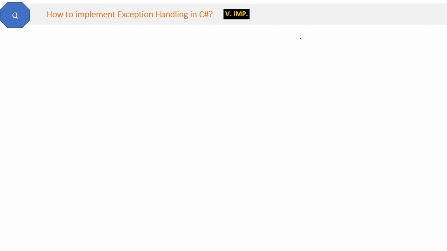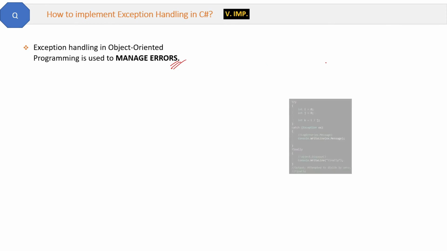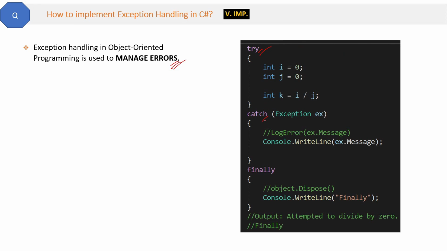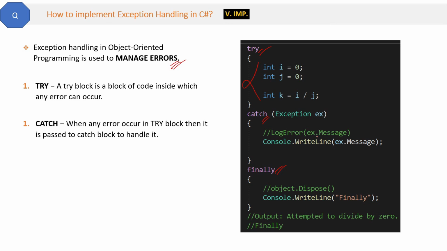How to implement exception handling in C sharp? Exception handling in object-oriented programming is used to manage errors. Here you can see keywords try, catch, and finally. A try block is a block of code inside which any error can occur. Okay. Now when any error occurs in the try block, it is passed to the catch block to handle it. In real applications, if there is any error in the try block, then inside the catch block, we write the exception in the log files, okay?